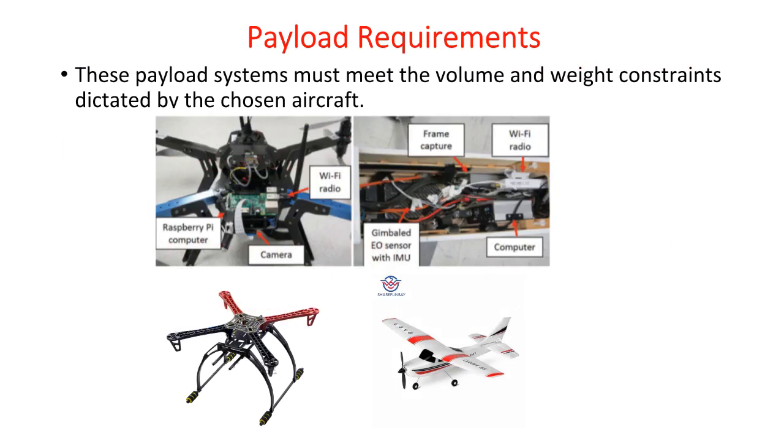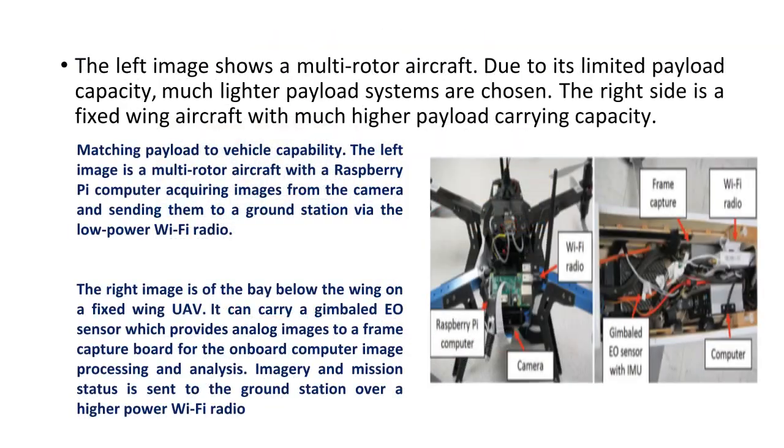Payload requirements. These payload systems must meet the volume and weight constraints dictated by the chosen aircraft. The left image shows a multirotor aircraft. Due to its limited payload capacity, much lighter payload systems are chosen. The right side is a fixed-wing aircraft with much higher payload carrying capacity, matching payload to vehicle capability.